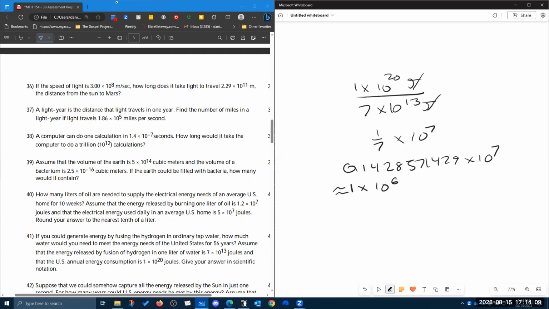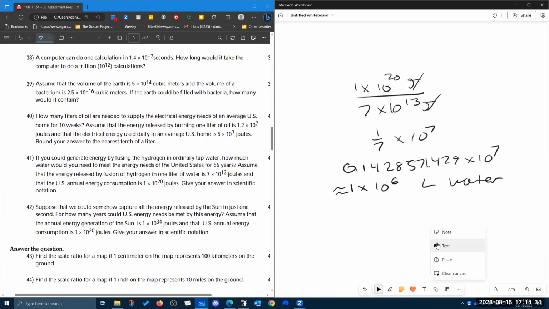What is that? Atoms? How much water would you need? So it doesn't say what the water is measured. Oh, liters of water. Liters of water. There we go. All right.